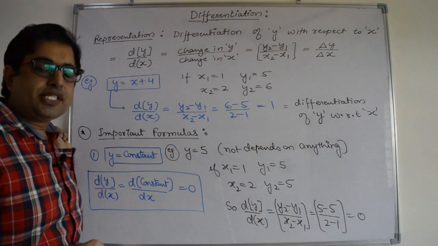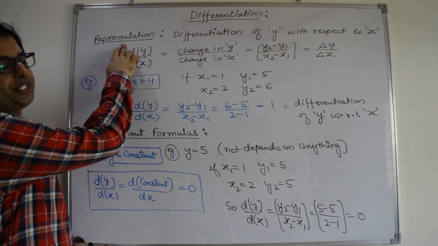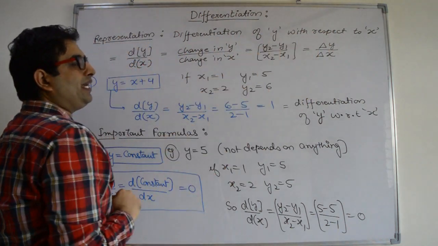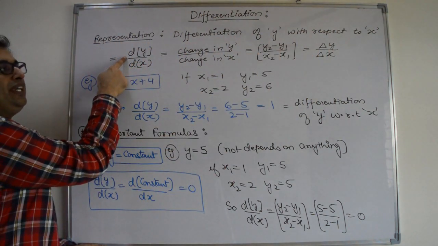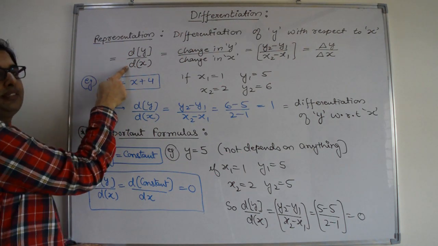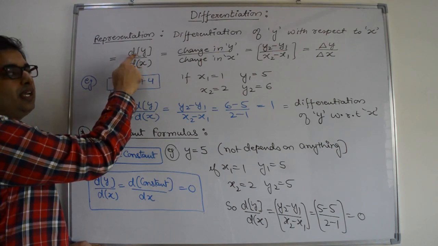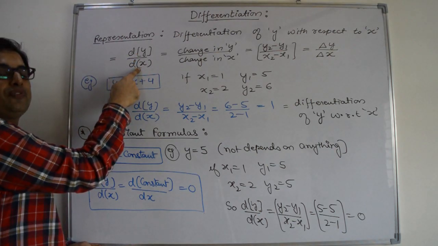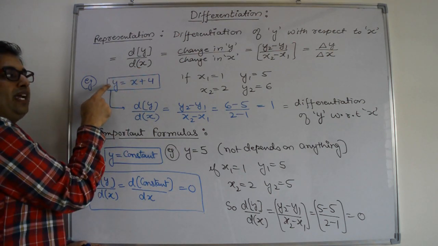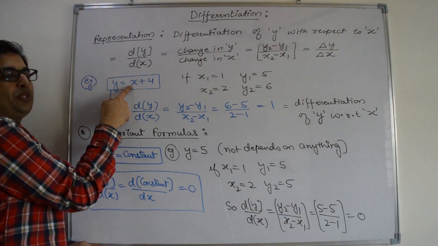Now let us understand differentiation. First, representation of differentiation. Differentiation of y with respect to x is represented by dy by dx. This d tells us differentiation. Numerator tells us that we are differentiating y. Denominator tells us that we are differentiating with respect to x. Because y depends on x, we will differentiate y with respect to x.